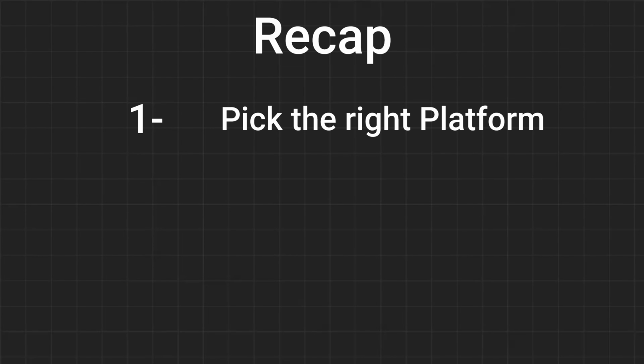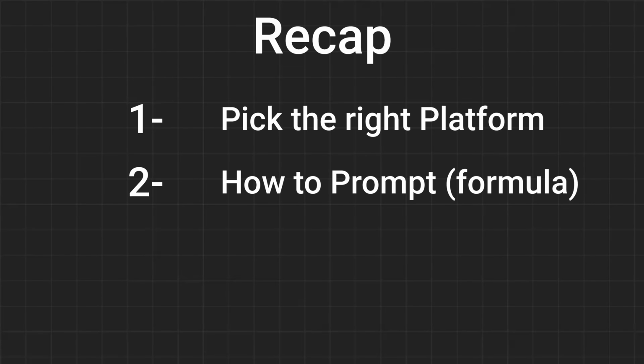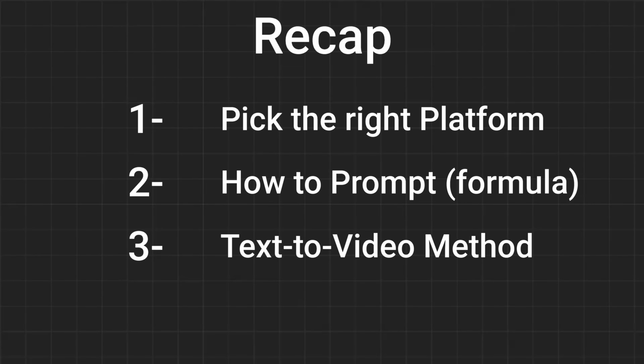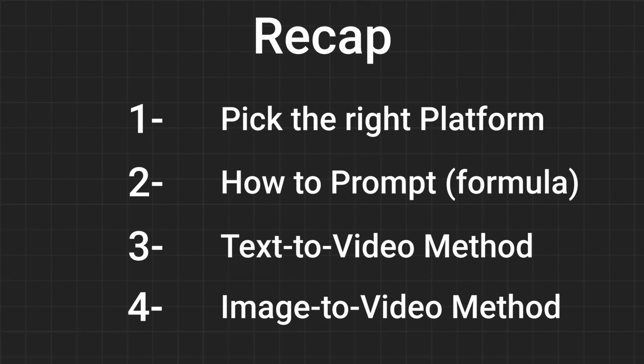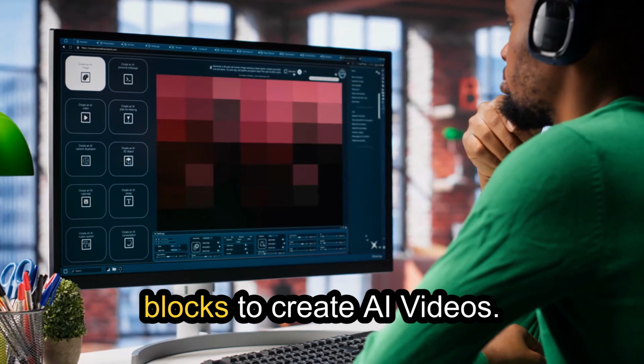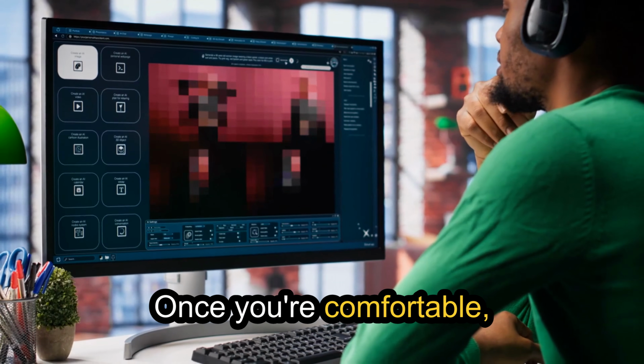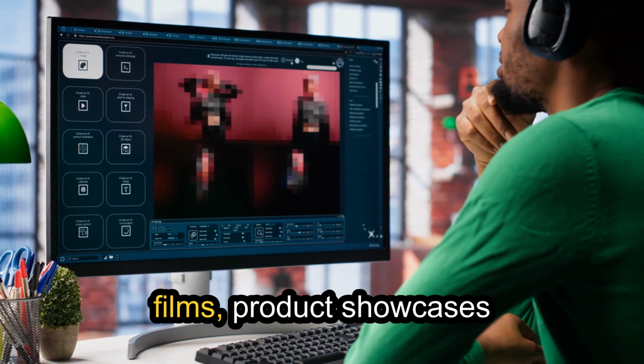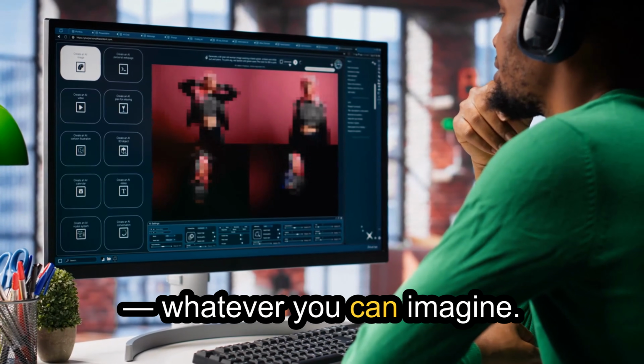So let's recap what we learned. First, you learned how to pick the right platform and have access to multiple models. Then, you learned how to prompt using the easy formula. Then, you learned the text-to-video method, which is the easy way for quick results, and the image-to-video method, which you can use when you need full control and consistency. Now you know the building blocks to create AI videos. Once you're comfortable, you can make ads, short films, product showcases, whatever you can imagine.